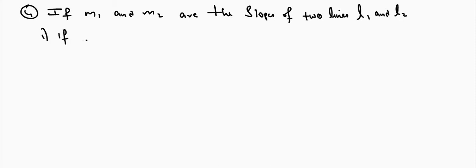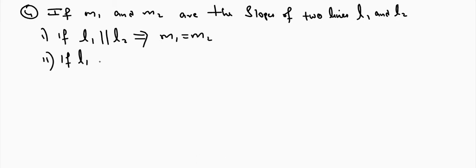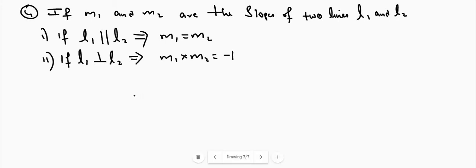Condition 1, if L1 is parallel to L2, that implies their slopes will be equal. If the lines are parallel, then the slope will be equal. If L1 is perpendicular to L2, that implies the product of their slopes will be minus 1.